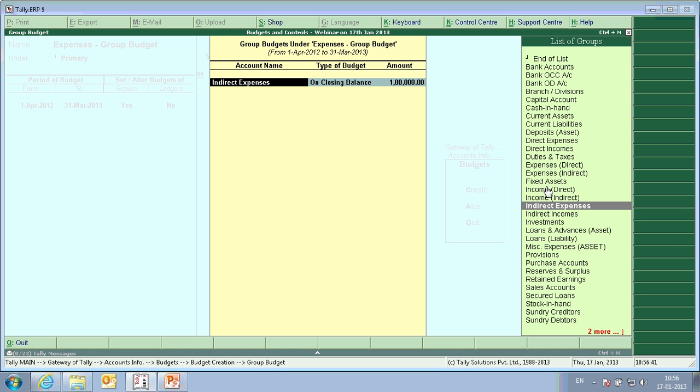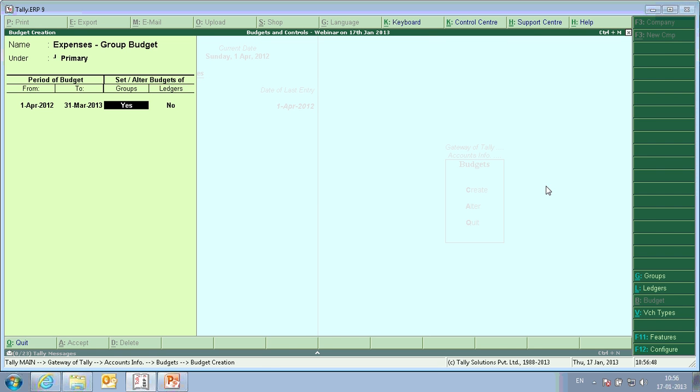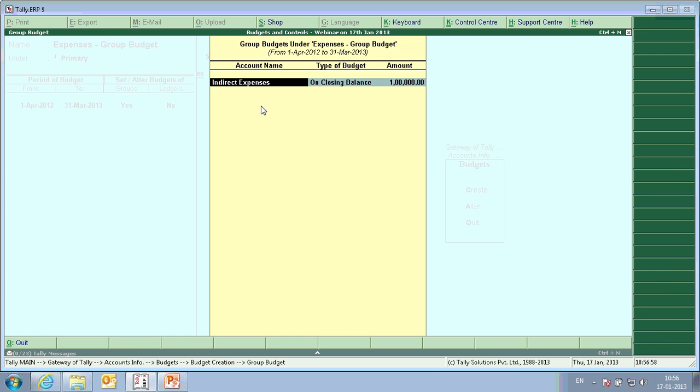Subbarao says, good morning sir. Very good morning to you, Subbarao. Please come. George says, the amount is applicable for the mentioned period. Am I right, sir? Absolutely correct, George.